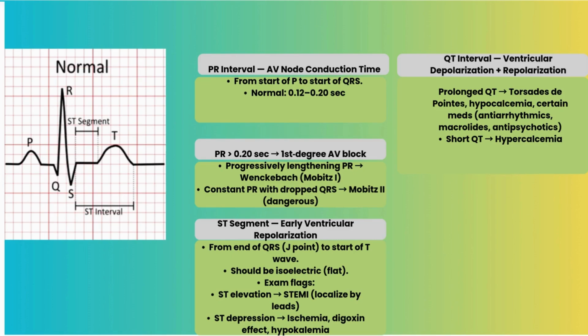QT interval represents the time from the QRS complex to the T wave, the time it takes for the ventricles to contract and relax. Prolonged QT interval, we suspect hypomagnesemia or hypocalcemia, or the patient could be on some medications that can cause prolonged QT interval. For example, medications like amiodarone and some antibiotics.